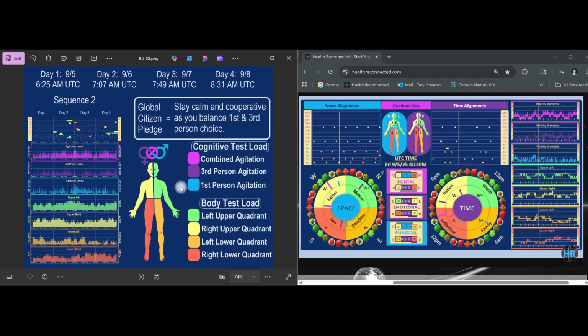Okay, so we're going to connect this graph together with the space-time clocks because I want you to see what's happening here. These space-time clocks are a live feed that we have embedded at the Health Reconnected website. If you navigate to it and hit play, it shows the exact earthly cycles that are in control, and how those cycles are connected to the human body. There are 12 different cycles affecting us at any given time.